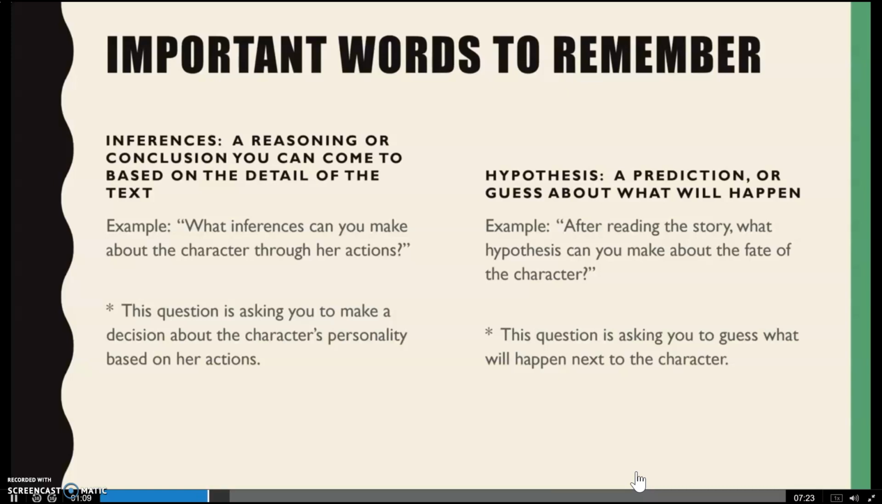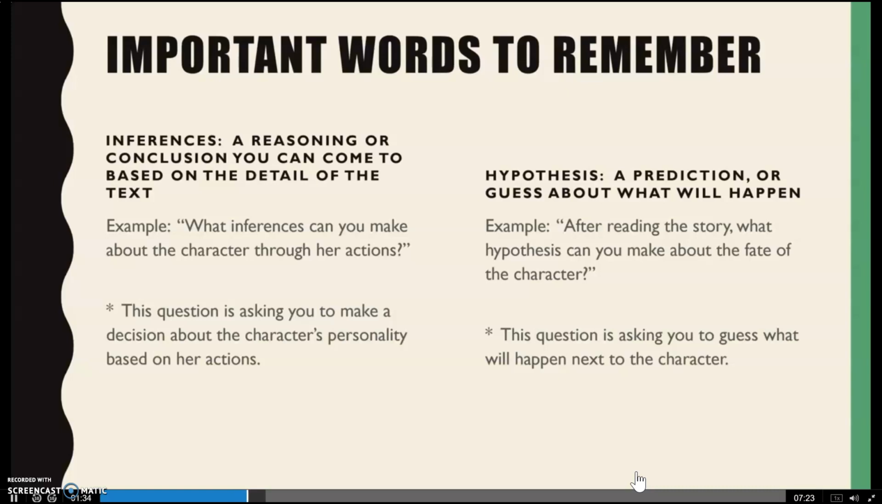So here's an example of a question. What inferences can you make about the character through her actions? What that question is asking you is, even though the story might not tell you what kind of person this girl or this woman is, what inferences can you make about her without them telling you, just based on the way she acts? So remember that word inferences, figuring it out for yourself.